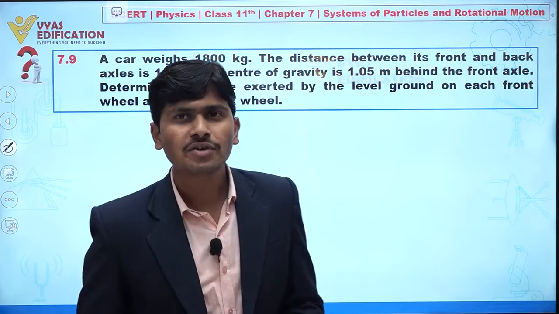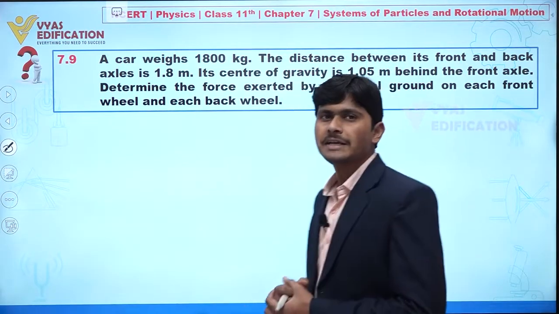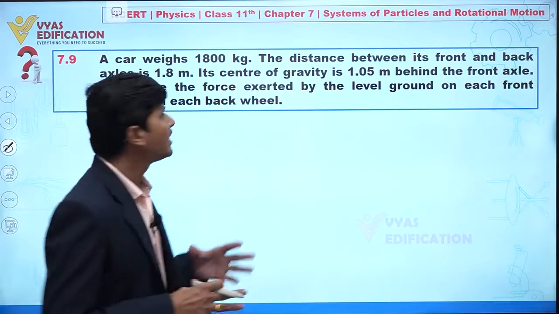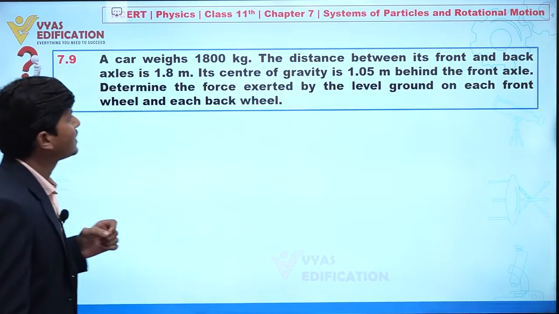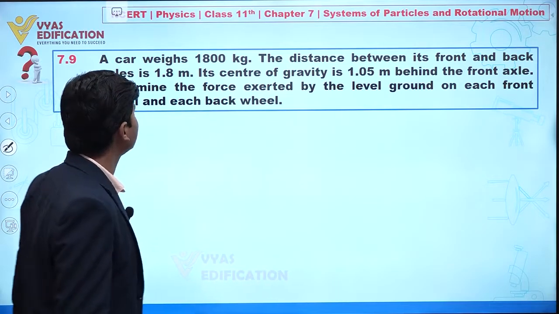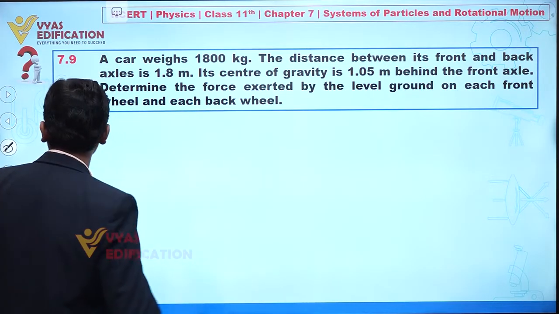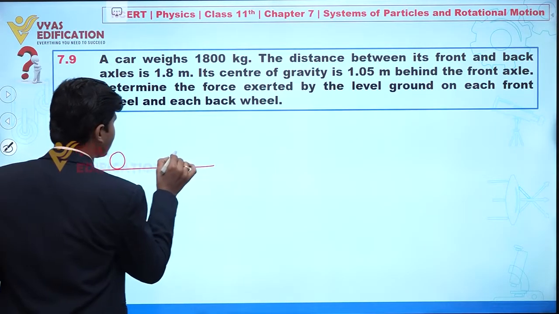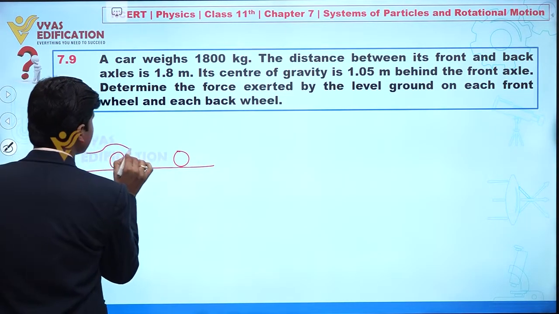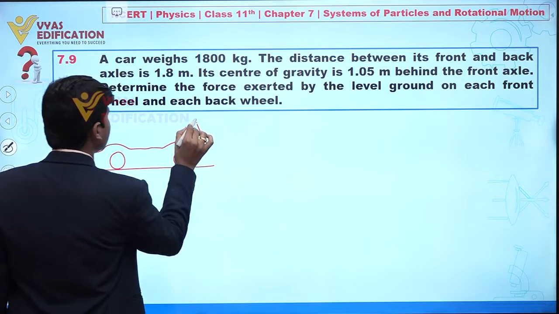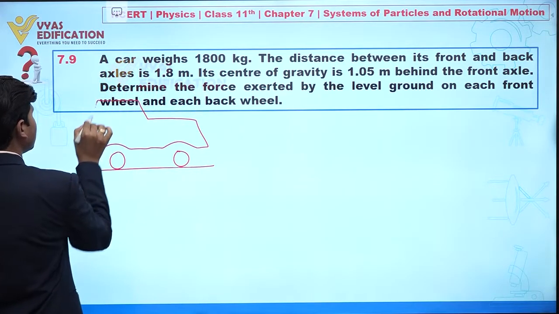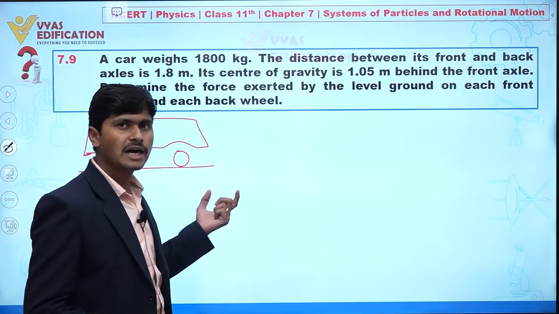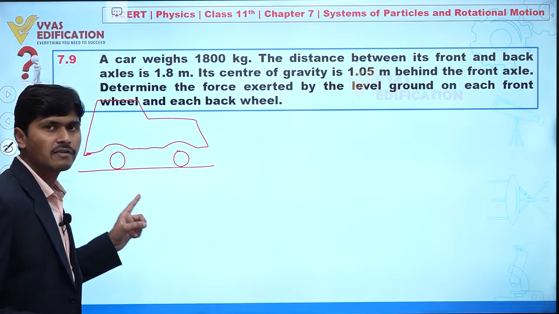Now dear student, we are going to discuss question number 7.9, and in this question it is given to you a car weighs 1800 kilogram. The distance between front and back axle is given to you 1.8 meter. Clear? So now concentrate. Let's suppose I am drawing here, this is a car. And here we have a front axle as well as here we have a back axle.